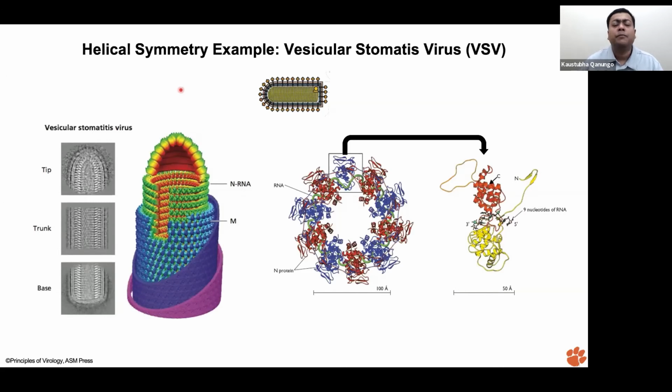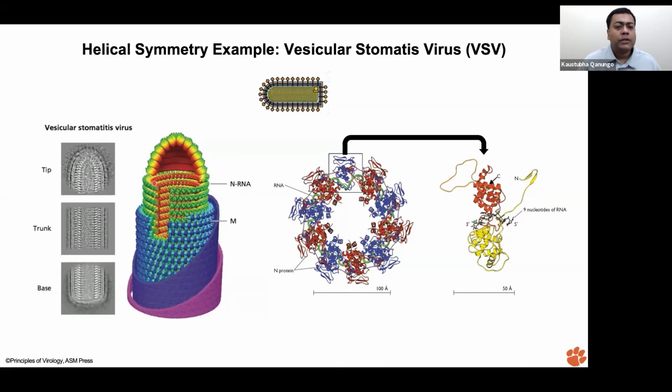This is a prototype virus of the Rhabdoviridae family, which includes the rabies virus. This is the virus I used to work with, mainly the transcription and replication of this. This rhabdovirus, the vesicular stomatitis virus, is a bullet-shaped virus. And right here is the original raw image from the cryo-electron microscopy, and this is the structural build.